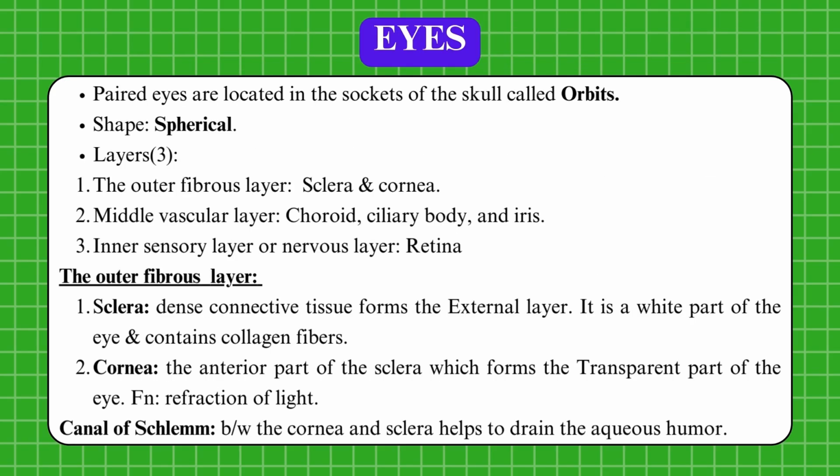Let's learn about the eyes in detail. Paired eyes are located in the sockets of the skull called orbits. Shape. Spherical. Layers. 3. The outer fibrous layer, sclera and cornea. Middle vascular layer, choroid, ciliary body, and iris.